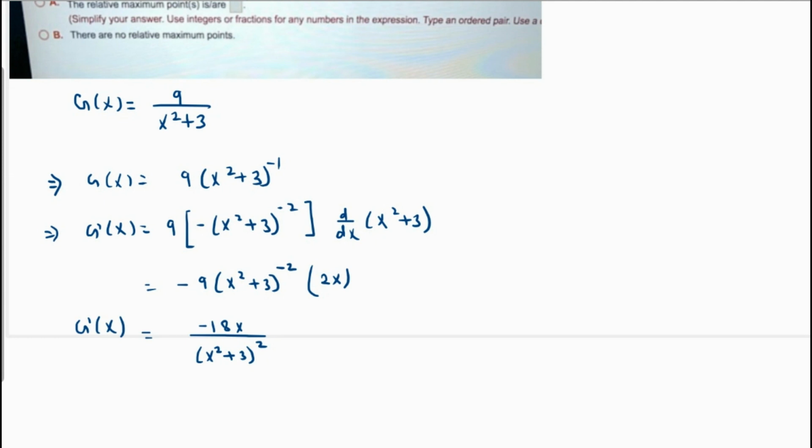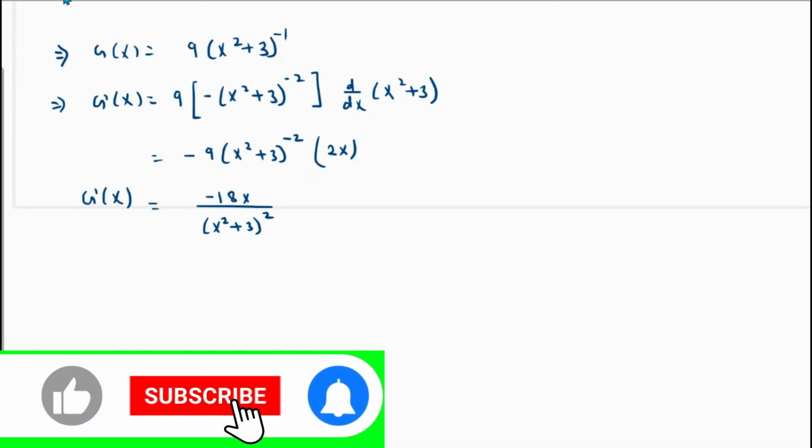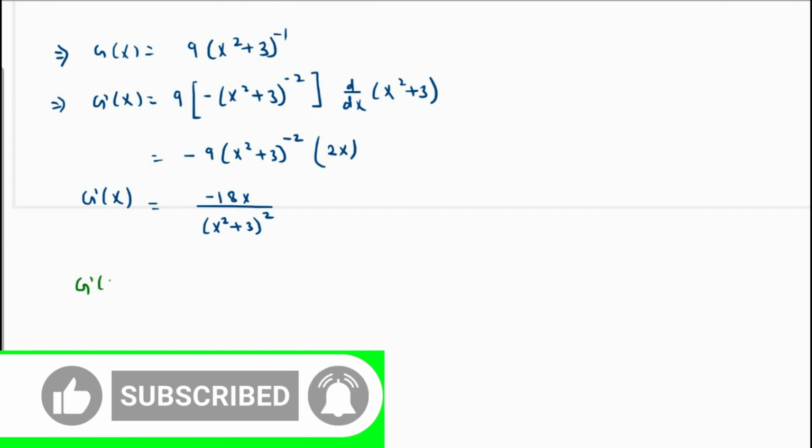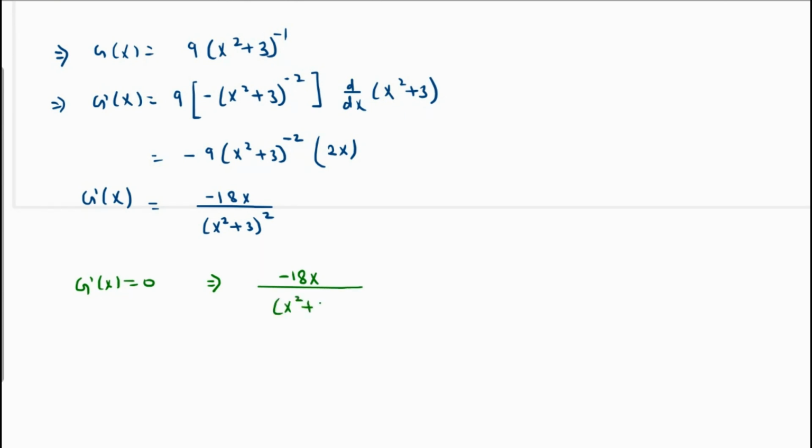So in order to find the critical point, we definitely equate g prime x to 0. So let's try to do that. If we equate g prime x to 0, that would mean that negative 18x over (x squared plus 3) whole squared is equal to 0, which means that only the numerator is 0. Numerator can be 0. That is the only way in which it can be 0. So x equal to 0 is a critical point.